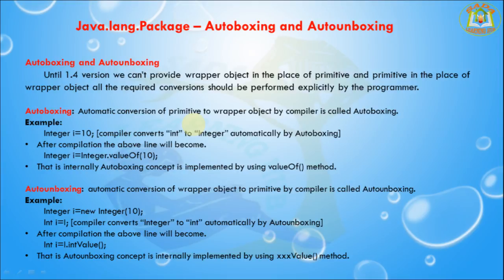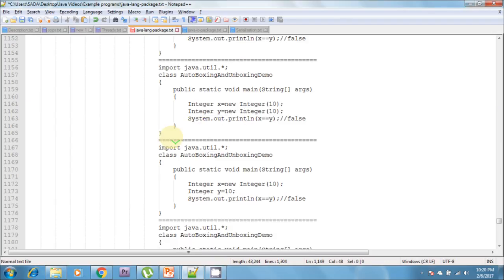I can show one more example here. I'm creating integer objects: Integer x is equal to new Integer and Integer y is equal to new Integer. I'm comparing x is equal to y. Now I am comparing the two objects, not the two values. Here the two objects are different objects. That's why it returns false.